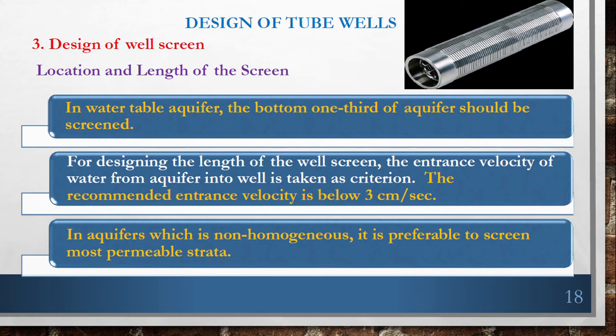As I have already told you, the entrance velocity means the velocity at which the water is entering into the screen, into the slot of the screen. It should be below 3 centimeter per second. The screen should be placed in such a way that the entrance velocity should be less than 3 centimeter per second. And in aquifers which are non-homogeneous, we have already discussed that point earlier.